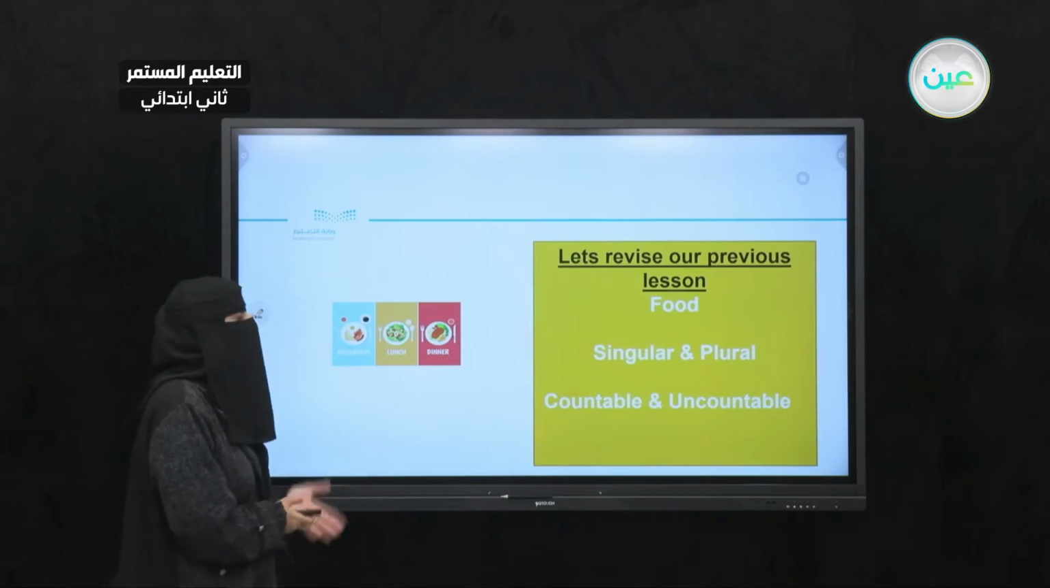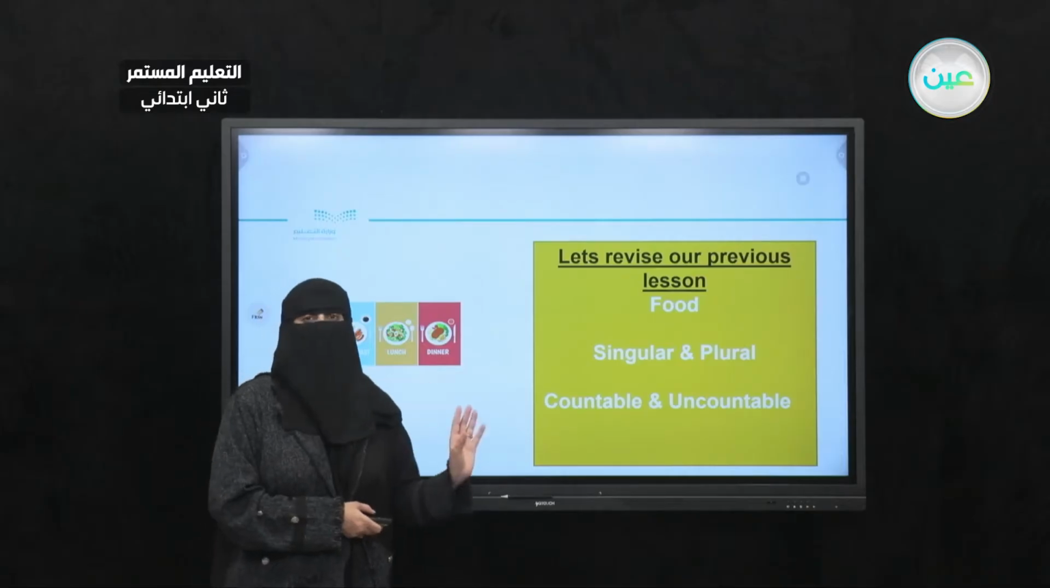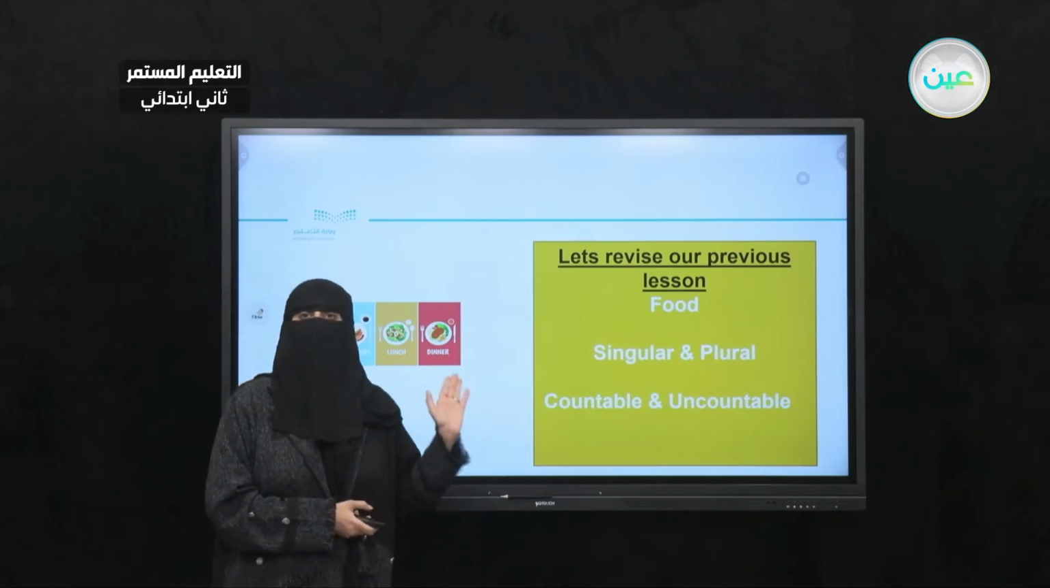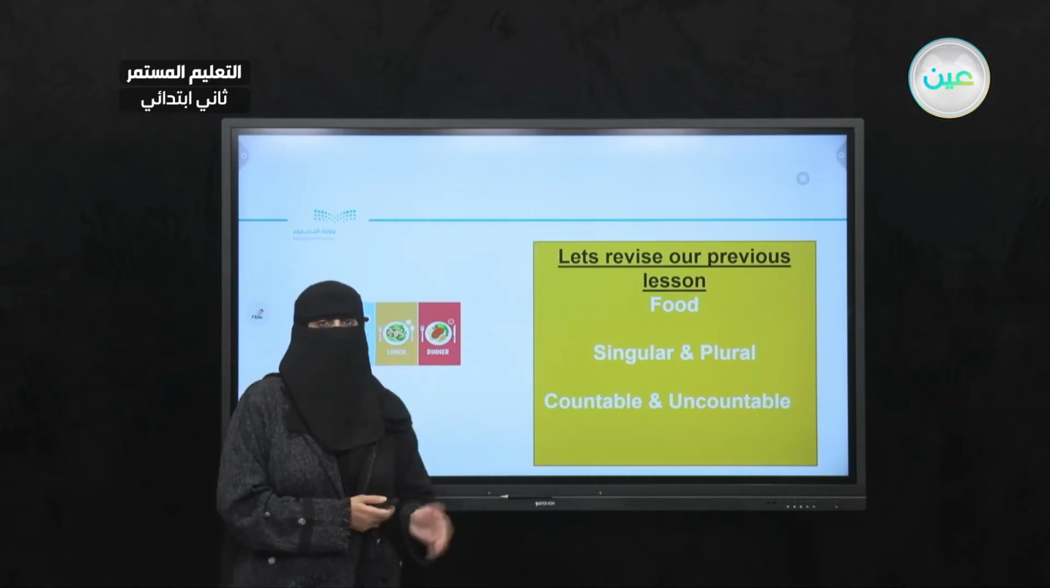So, let's start by revising what we have learned in the previous lesson, my dear students. In the previous lesson, we were able to name different kinds of food. Also, we focused more on singular and plural, as well as countable and non-countable nouns. For example, apples and bananas are countable, while water and orange juice are uncountable.